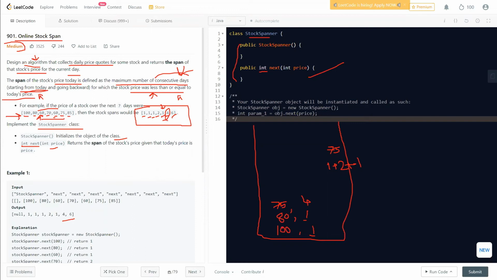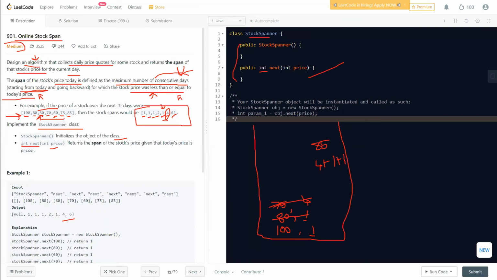Now for 85, what will happen? Fine. So for 85, we again find 75 is less than 85. We find the first value is 75, how many values are associated with it? 4, right? And then for 80, we pop this, okay? Then we find 80 being the stack top, which is less than 85. So how many values are associated with it? 1, okay? And then we pop this value. Then we find 100, which is greater than that, which breaks our condition. So we then add our today's price, that is 1 itself.